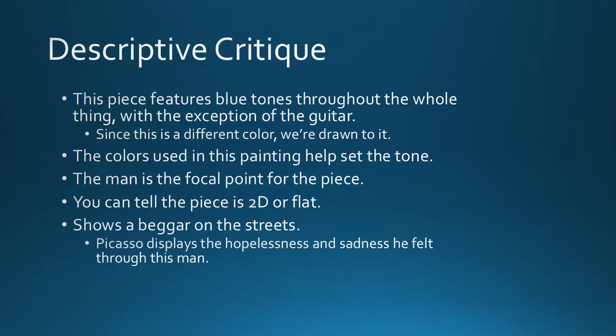The main theme throughout this painting is sorrow, so it shouldn't come as a surprise that the main color used is blue. The only other color that's used is brown, and that's used in the guitar. Your eyes are naturally drawn to the guitar and the old man, meaning that the old man is the focal point of the painting. Also, the oils are used in such a way that the painting doesn't appear 3D, but rather 2D and flat. The guitar and tattered clothes help us understand that the man may be a beggar or may be living on the side of the streets. By portraying this beggar the way he does, Picasso shows us his feelings of hopelessness and sadness.